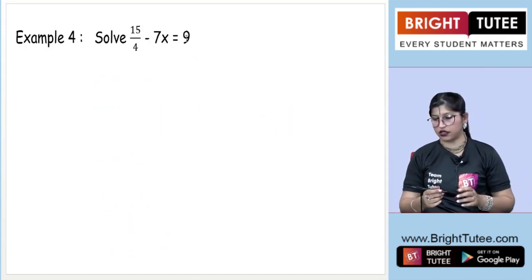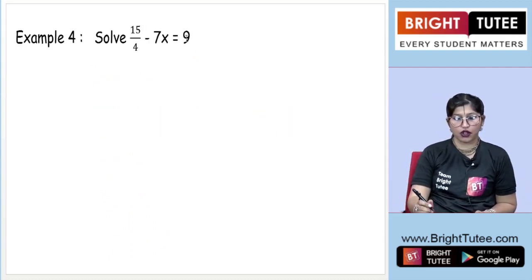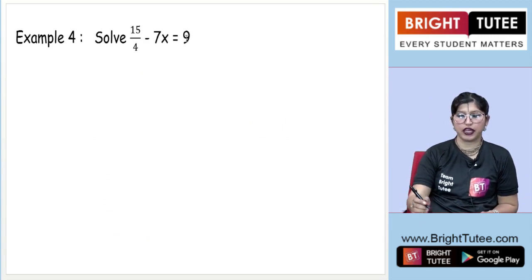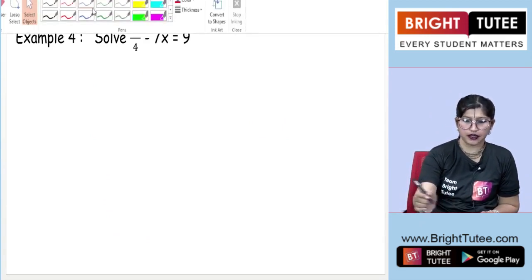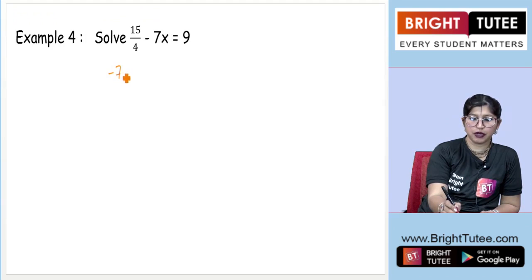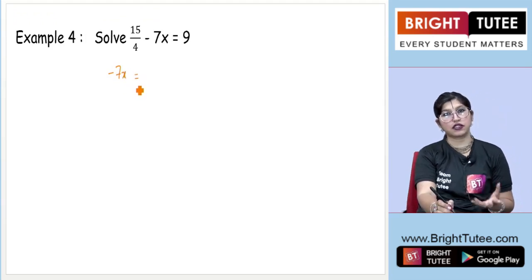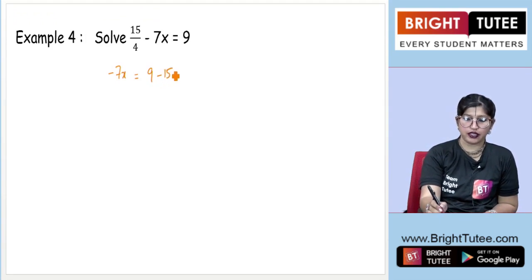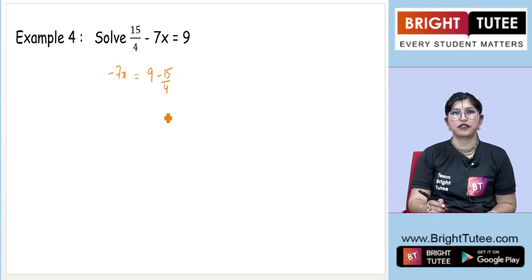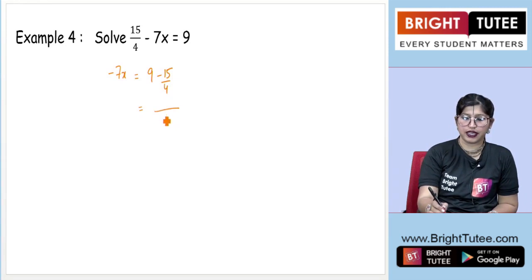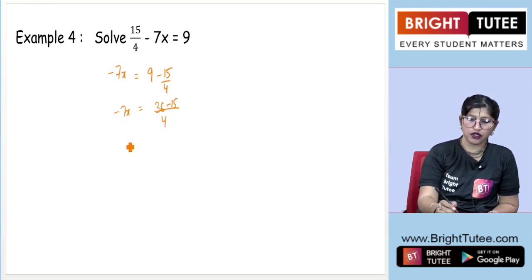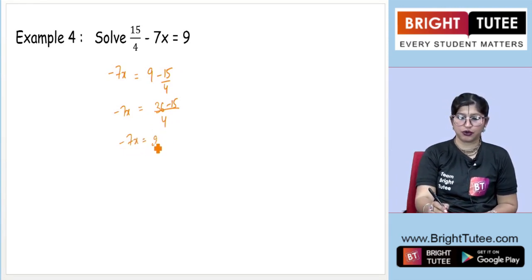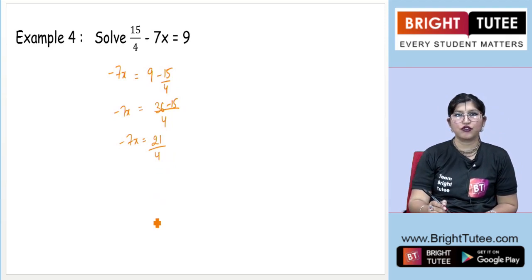Let's move on to another example which we have. Solve 15 by 4 minus 7x equals 9. So what we'll be doing is we'll be keeping the x term on the left hand side and we'll shift everything to the right hand side. So we'll be getting 9 minus 15 by 4. Taking LCM, we'll be getting 36 minus 15, which is 21 over 4.